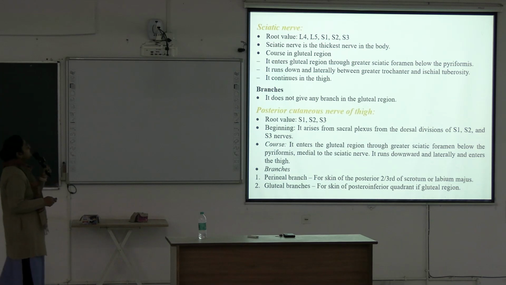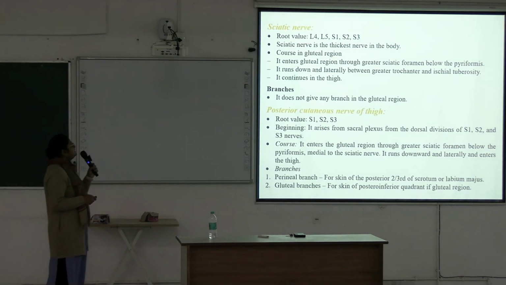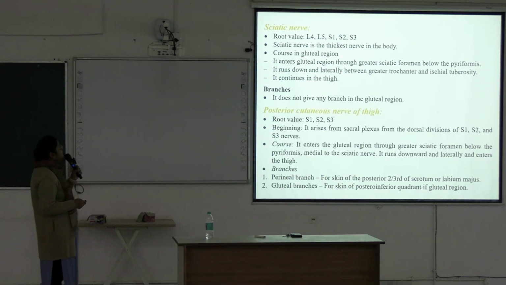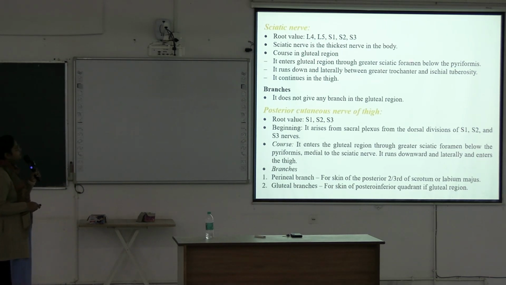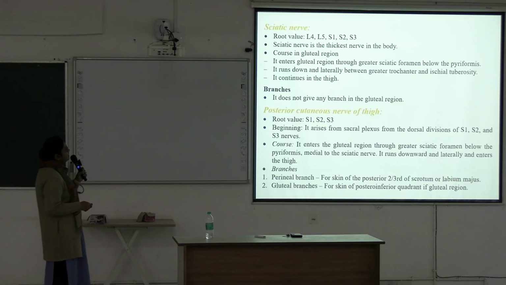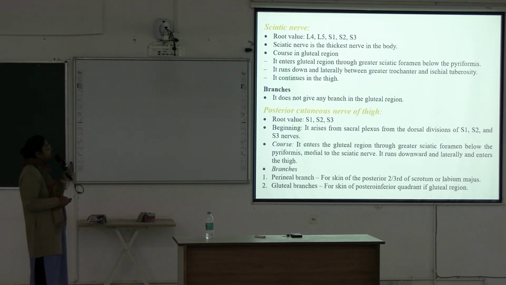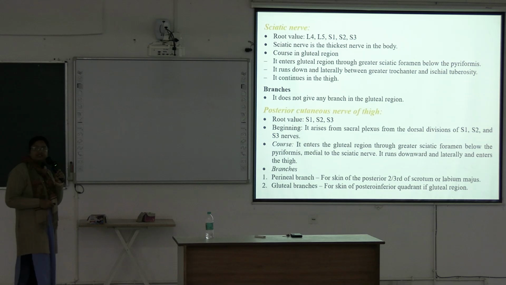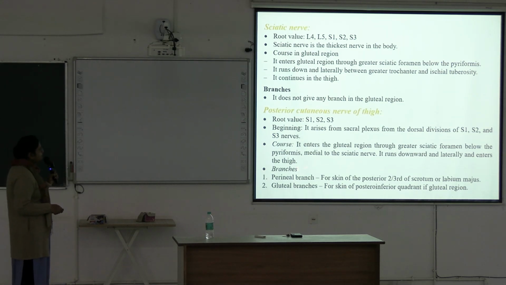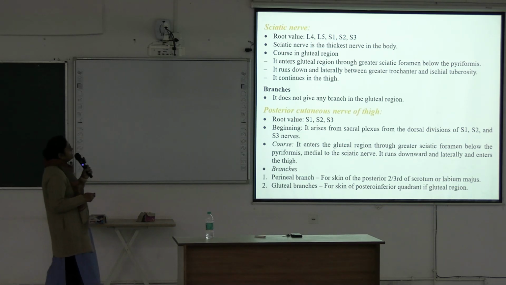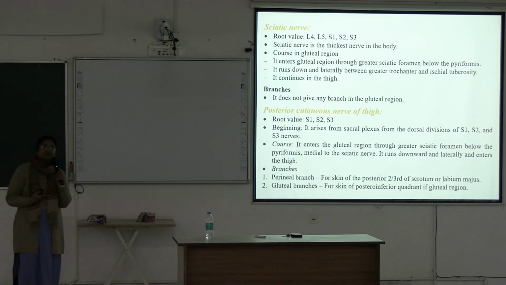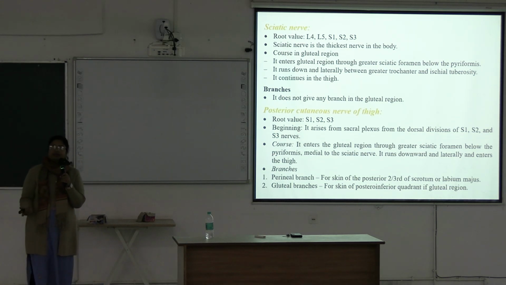Sciatic nerve root value is L4, L5, S1, S2, S3. It is the thickest nerve in the body. Course in the gluteal region: enters gluteal region through greater sciatic foramen below piriformis, runs downward and laterally between greater trochanter and ischial tuberosity and continues in the thigh. It does not give any branch in gluteal region. Next, posterior cutaneous nerve of thigh, root value S1, S2, S3. Sciatic nerve root value you very carefully remember, okay? L4 to S3. Very frequently given in your OSPE question. Beginning and its two terminal divisions. Two terminal divisions are tibial nerve and common peroneal nerve.